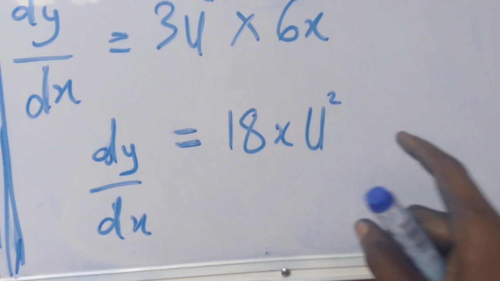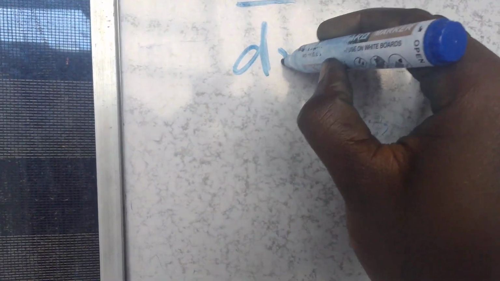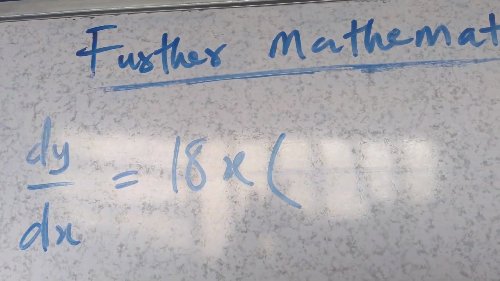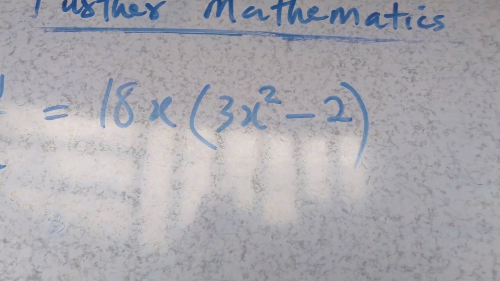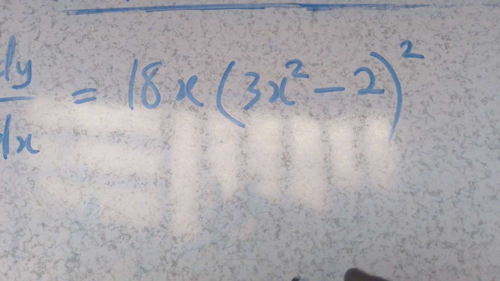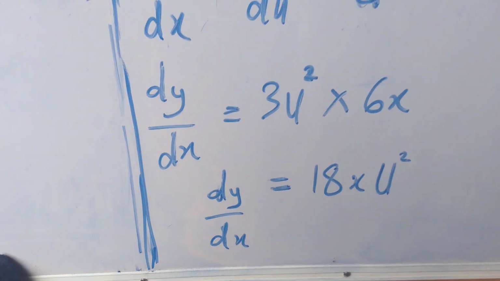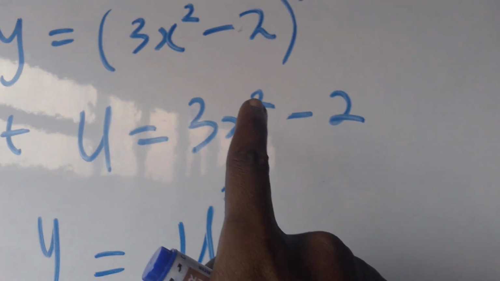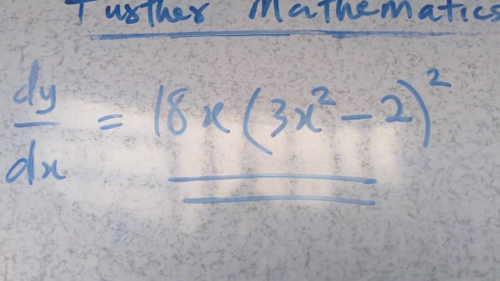So you then put the value of u there. If I put the value of u, I'll have that dy/dx will be equal to 18x, u is 3x squared minus 2. And remember that u is raised to power of 2. Okay, 18x(3x squared minus 2), final answer. It implies that in place of this u raised to power 2, I put the value. The value of u is 3x squared minus 2. So if I put it here, that will be 18x(3x squared minus 2) raised to the power 2.